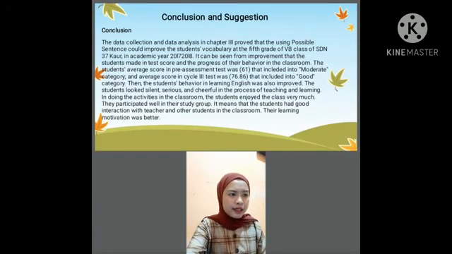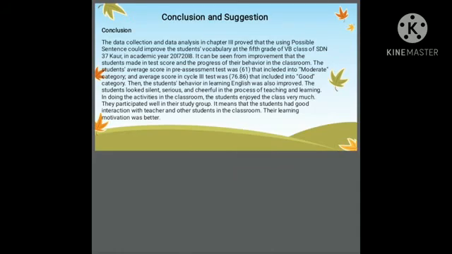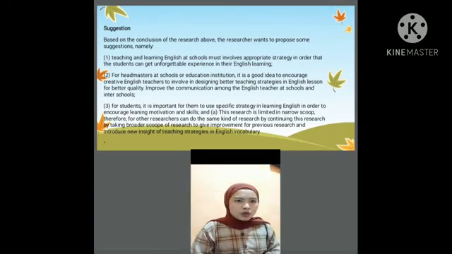61, which is in the moderate category, and the average score in cycle 3 test was 76, which is in the good category. I propose some suggestions, namely the first one: teaching and learning English at school must involve an appropriate strategy, so the students can get an unforgettable experience in their English vocabulary.